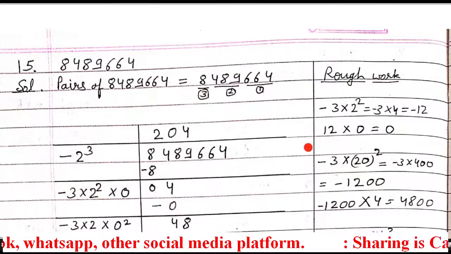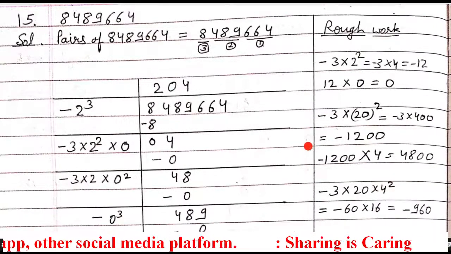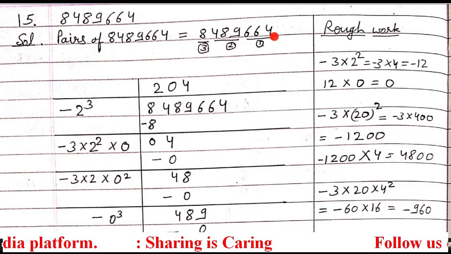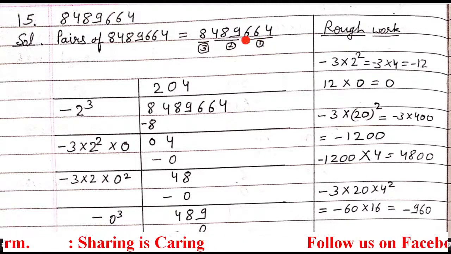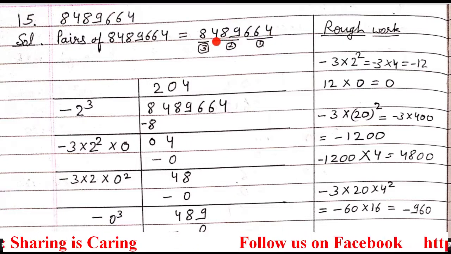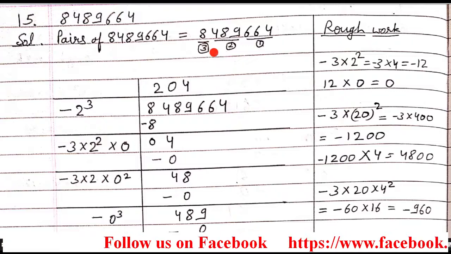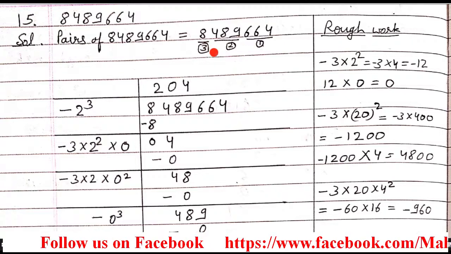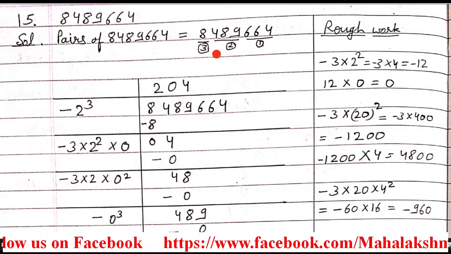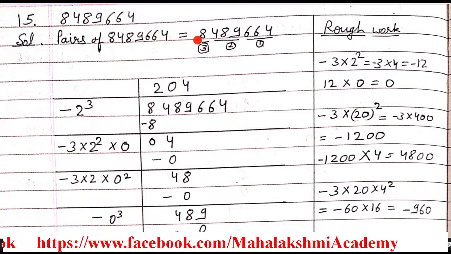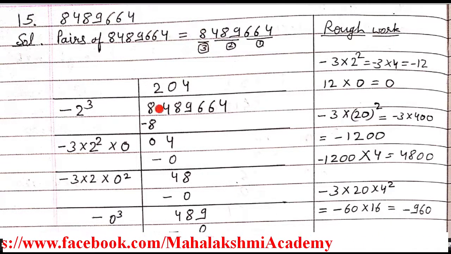Question number 15. In the 15th also we will make pairs from the units place by taking 3 numbers together. So that will give you 664 in the first pair, 489 in the second pair, and 8 is alone. So since 8 is alone from the front, that's why write here 8.